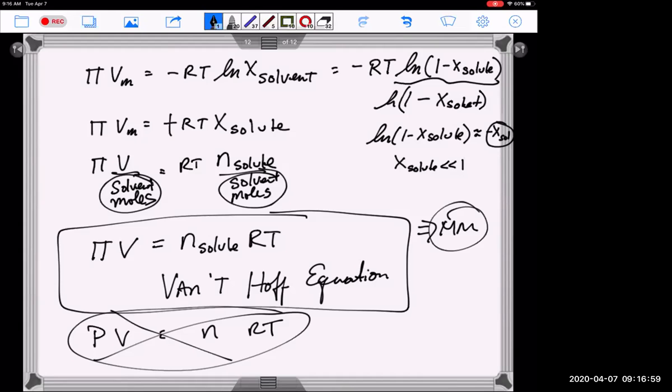Okay, so with that, are there any questions? We will stop here. We'll look at experimental data, looking at osmotic pressure, and then move to the two-component vapor pressure curves.